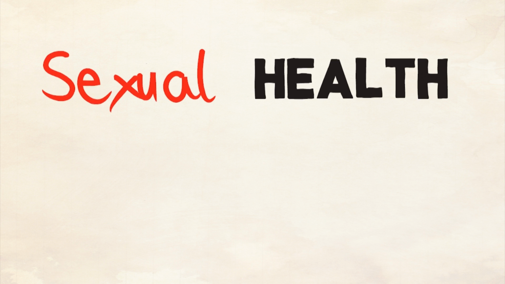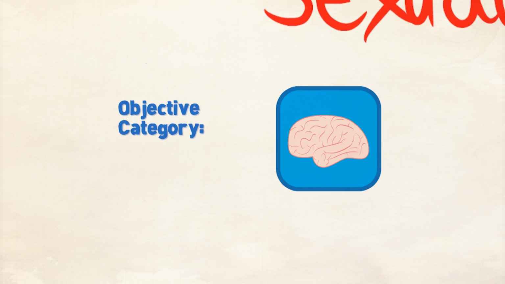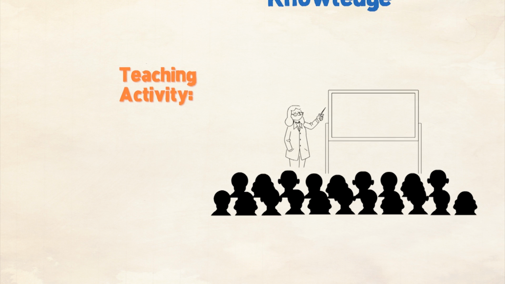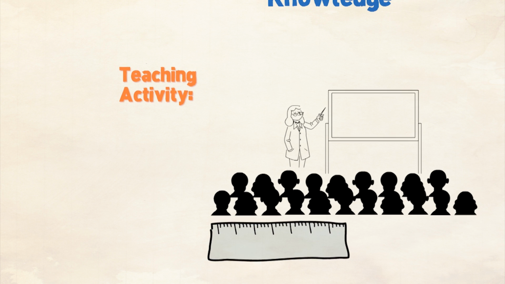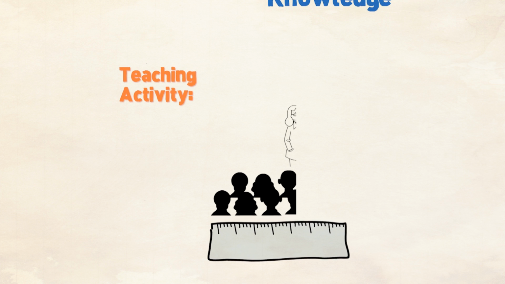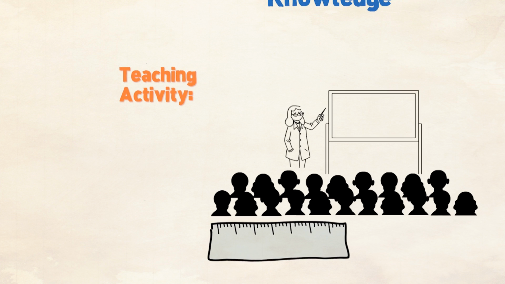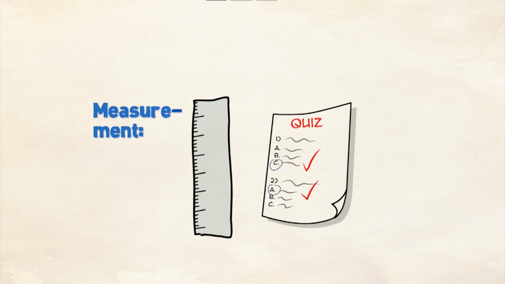Let's take an example. Let's say that we're teaching about sexual health. If we want our students to learn information about STDs and contraception, then we have a knowledge objective. You're probably pretty familiar with that. To achieve it, we can give a lecture, but we also have to measure it. An objective without a way to measure it is half an objective. With a lecture, we can measure with something like a quiz.